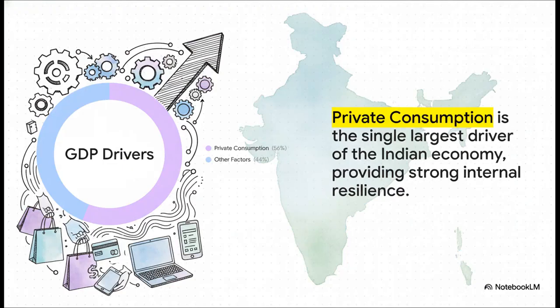Well, the single biggest driver of our economy is, simply put, us. Domestic demand, private consumption, which is just a fancy way of saying what all of us households spend, makes up a massive 55 to 57% of our entire gross domestic product. When that part of the economy is strong, it creates a powerful internal engine that makes us much less vulnerable to shocks from the outside world.